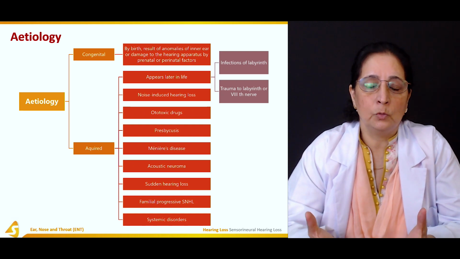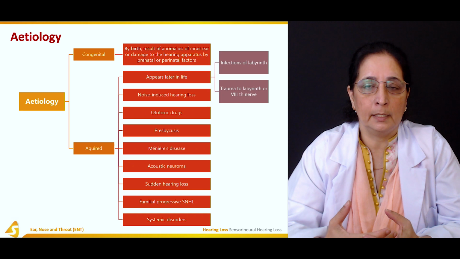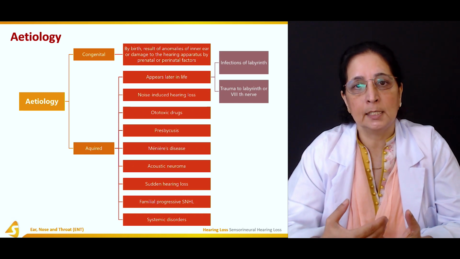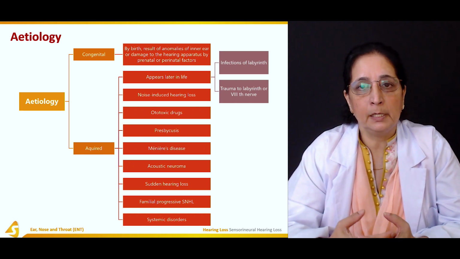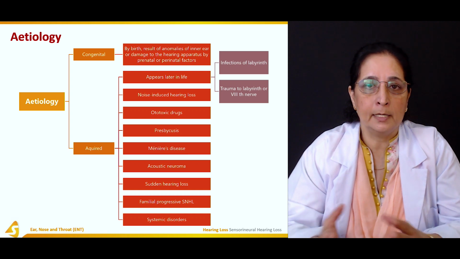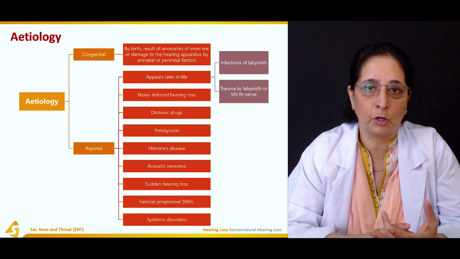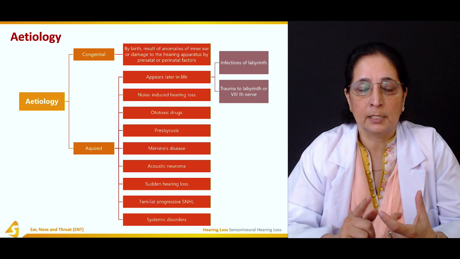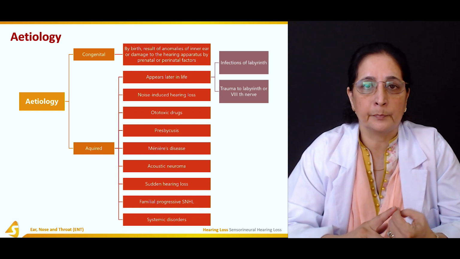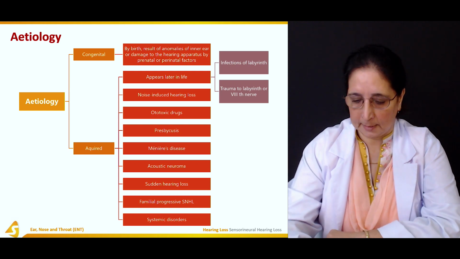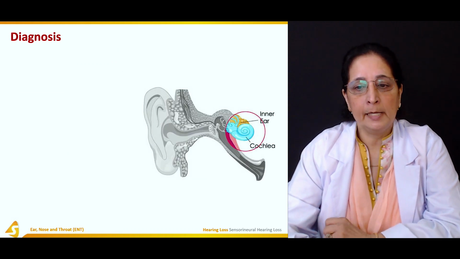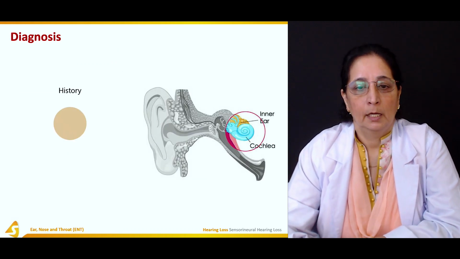Congenital is due to problems in the inner ear in the prenatal and perinatal period, and the acquired causes are different: they can be due to drugs, infections, neuromas, presbycusis, Meniere's disease. Next, diagnosis.